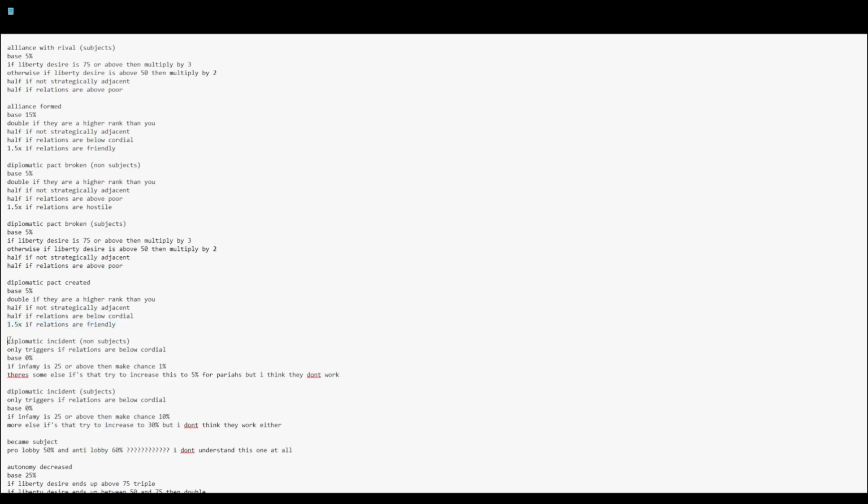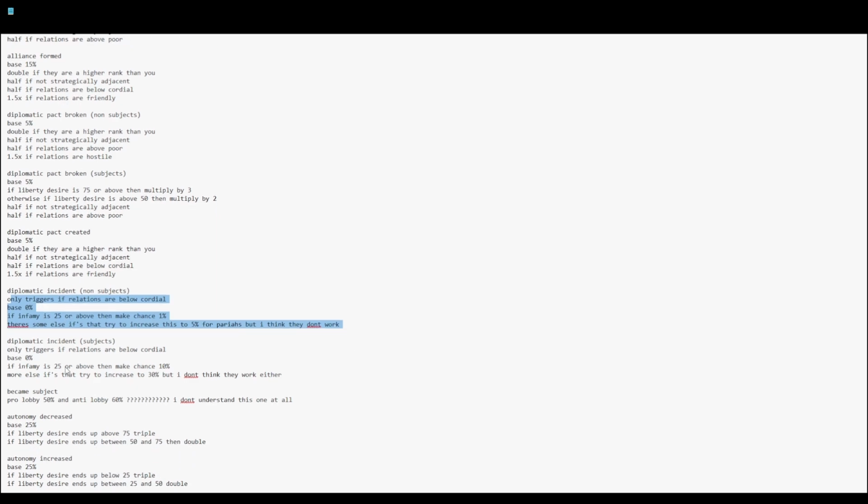Diplomatic incident. This is a thing that generates infamy. Only triggers if relations are below cordial. A base of a 0% chance. If infamy is 25 or above, then make the chance 1%. There's some else ifs that try to increase this to 5% for pariahs, but I don't think they work because it's else ifing if your infamy is above 25, so it shouldn't be able to trigger that.